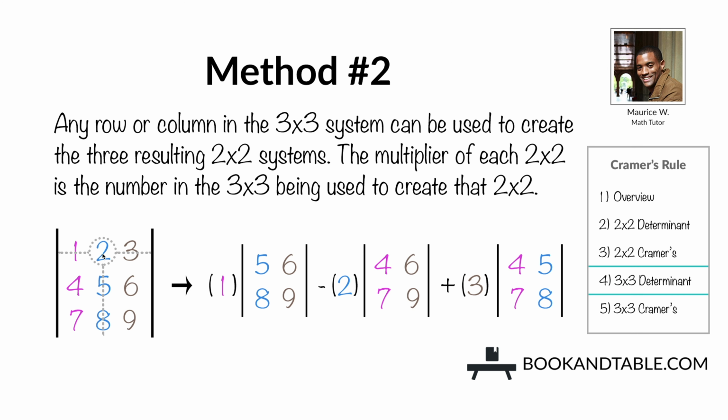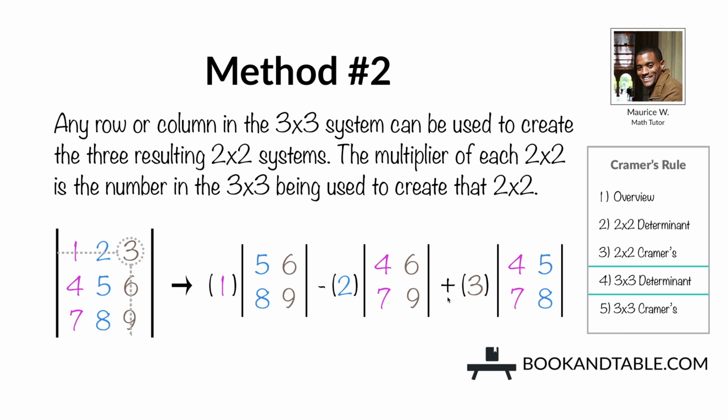And now we have the next number in that same row, since I'm crossing out row number 1. So that would be 2, this multiplier here. Cross out the numbers in that same row and the same column. And the 2x2 are the numbers that are not crossed out, so 4, 7, 6, 9. And then we complete it by going to the last number in that row, 3. So that would be the multiplier here. Cross out the numbers in that row and in that column. And our new 2x2 is 4, 5, 7, 8. So that is how we wind up with these 3 2x2s.